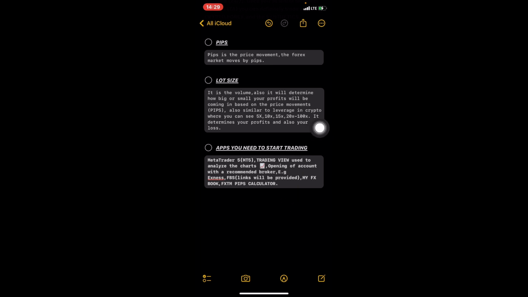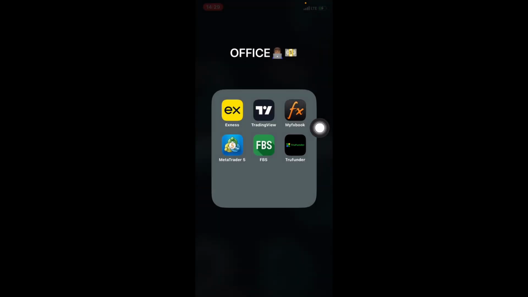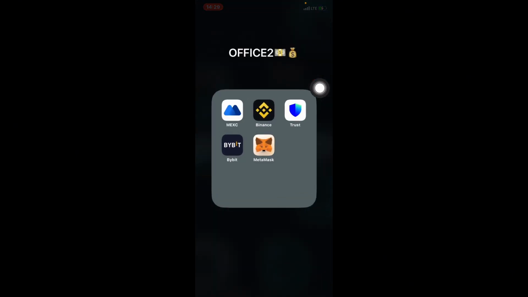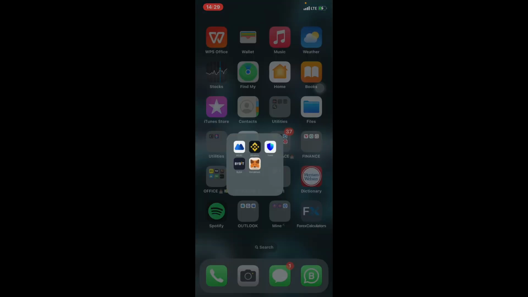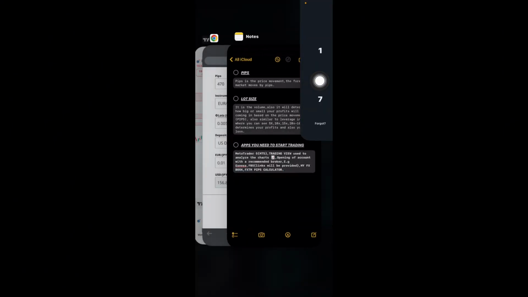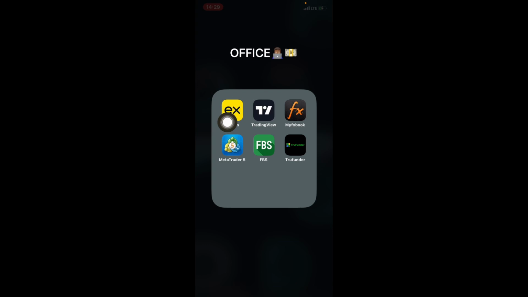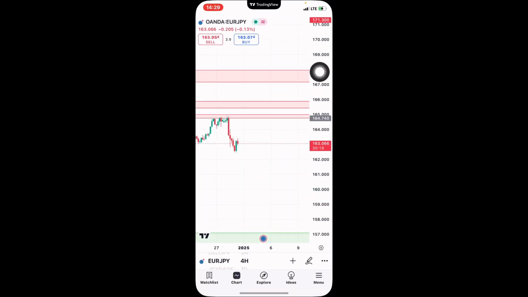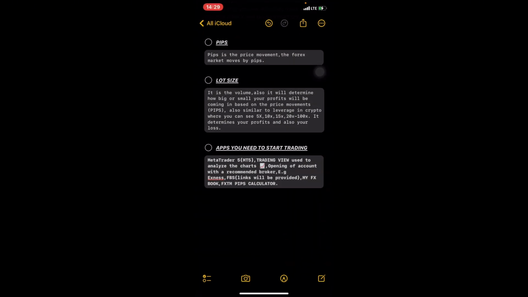Then my FX book. In fact, let me go to the app so that I can show you. Yes, good. I call it my office here. This is for Forex. This is for crypto. So XNS, like I talked about, is the required broker. This is the broker you need to be able to place your trades. Then this app, TradingView, is where you analyze your charts. You don't use it to place trades, you use it to do technical analysis, back to your fundamental analysis. We'll talk about fundamental analysis, so just follow through.